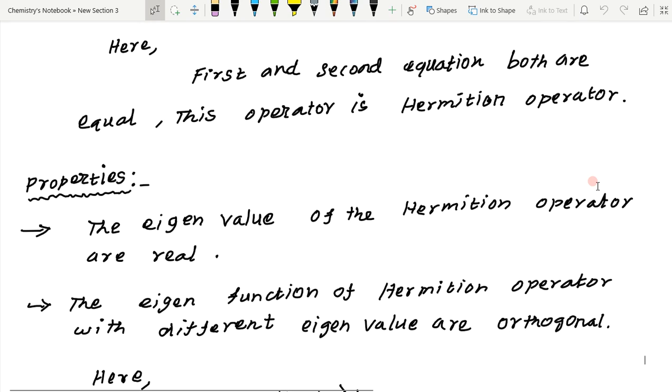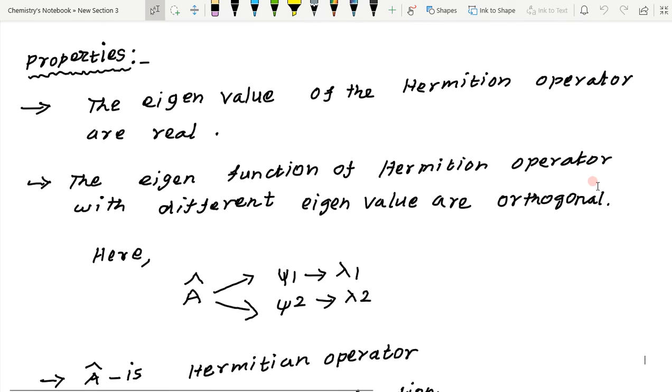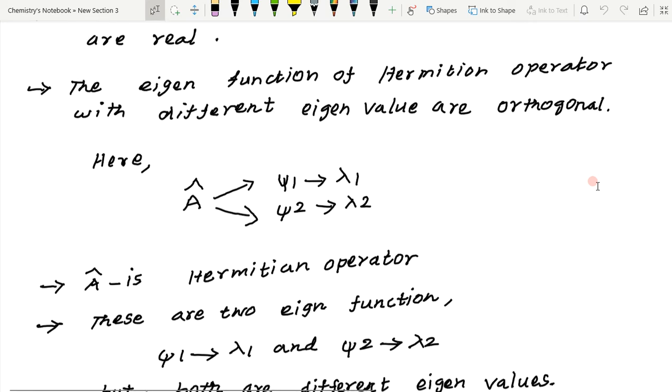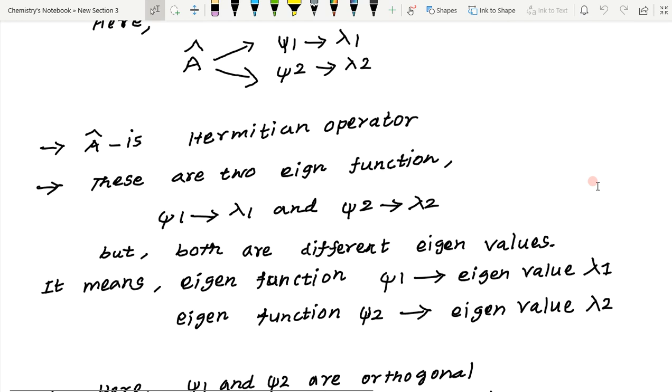What is the property of a Hermitian operator? The eigenvalues of a Hermitian operator are real. The eigenfunctions of a Hermitian operator with different eigenvalues are orthogonal. Here see operator A, it gives psi 1 converts to lambda 1, psi 2 converts to lambda 2. Here operator A is a Hermitian operator.